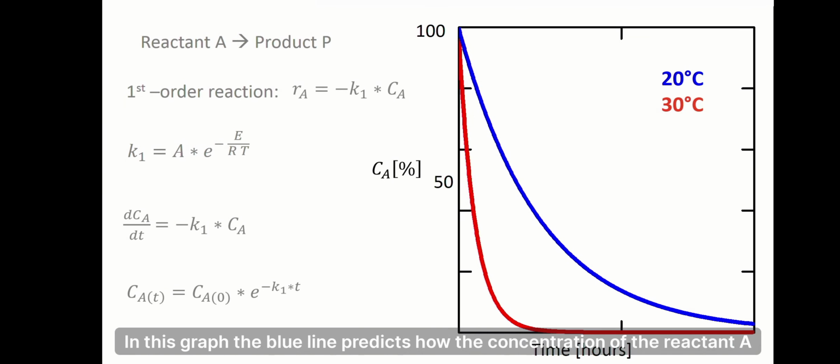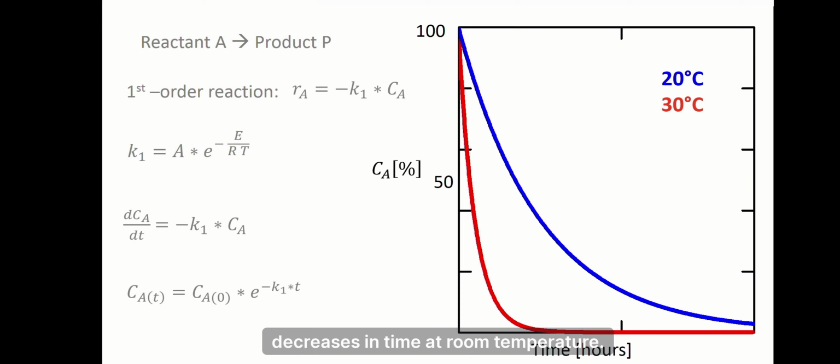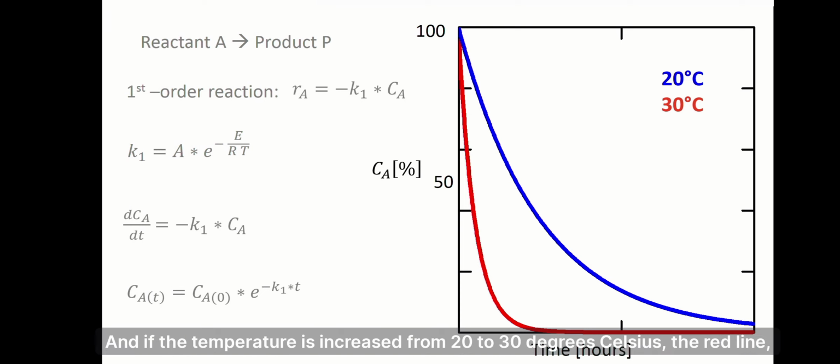In this graph, the blue line predicts how the concentration of the reactant A decreases in time at room temperature. And if the temperature is increased from 20 to 30 degrees Celsius, the red line, you can see that the reaction runs faster, so the conversion takes far less time.